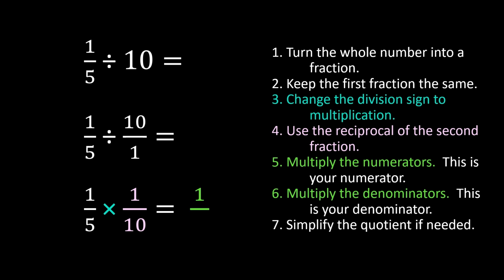Then I'll multiply the denominators. 5 times 10, and 5 times 10 is 50. So this will be the denominator in my answer. My final step is to simplify my quotient if needed. Well, 1/50 cannot be simplified, so my final answer is 1/50th.